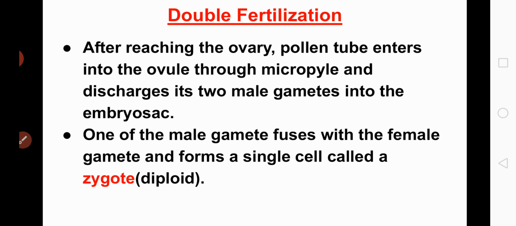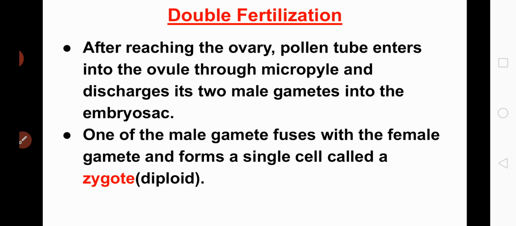Clear? So once again I'll repeat. After pollination, the pollen grain produces the pollen tube and all the contents of the pollen grain are now transferred to this pollen tube, and now this pollen tube reaches the ovary and finally it enters into the ovule through the micropyle. There it discharges its two male gametes into the embryo sac.